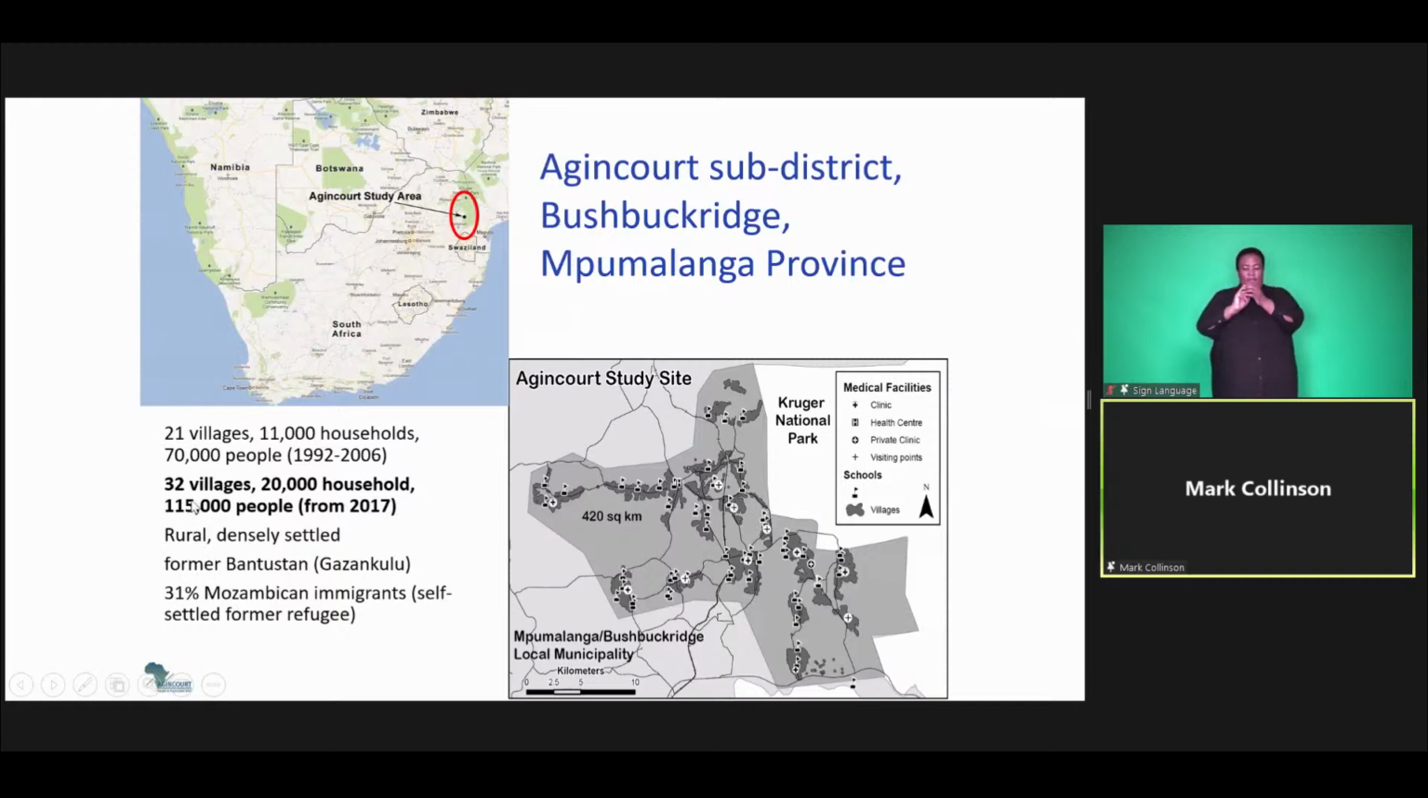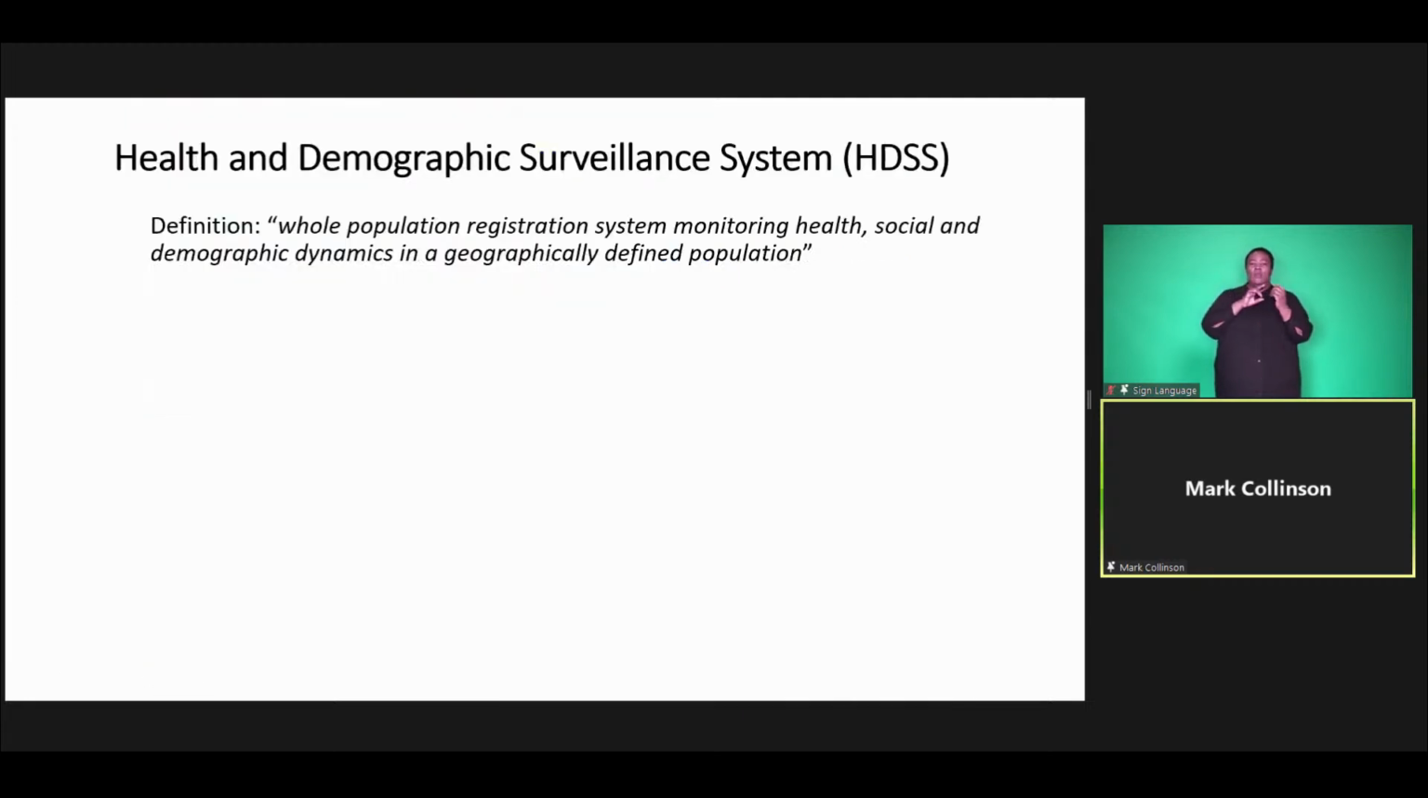The Agincourt study site from 2017 has 32 villages, 20,000 people. Densely settled rural area and a former Bantustan. And while it's fascinating, I won't go into Mozambican immigrants today. That's another migration story for another day.